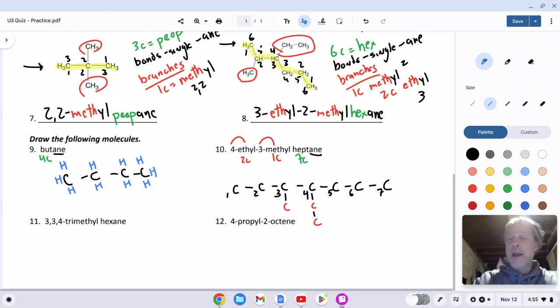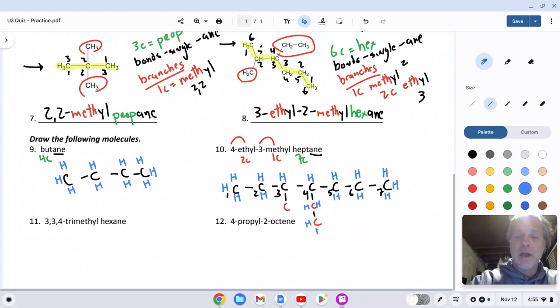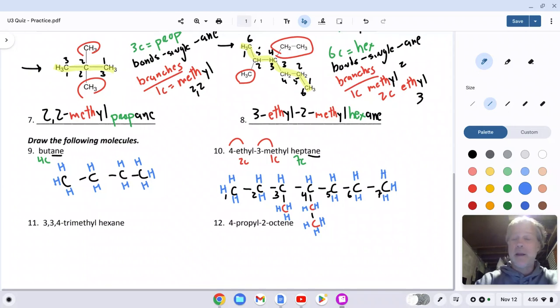And then I have to go back and make sure that every carbon has 4 things stuck to it. So I'm going to add hydrogens like this. 1, 2, 3, 4, 5, 6, 7, 8, 9, 10, 11, 12, 13, 14, 15, 16, 17, 18, 19, 20, 21, and 22. And that would be 4-ethyl 3-methyl heptane.